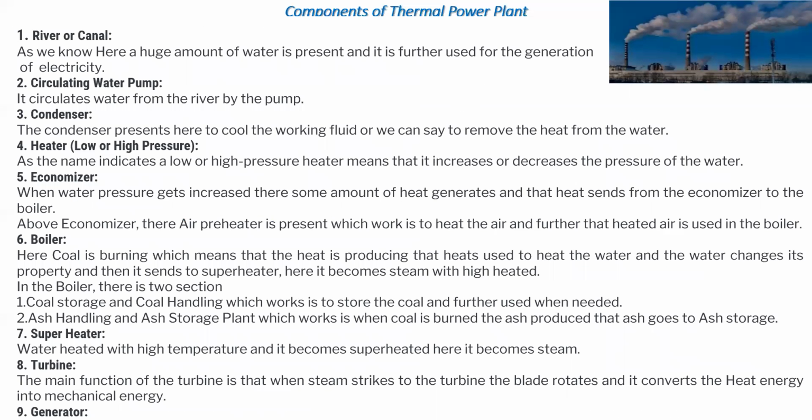Okay, this is not needed actually, but components you can explain. So boiler. Now what is the boiler? Here coal is burning, which means that heat is being produced. That heat is used to heat the water, and the water changes its state and goes to the separator. Here it becomes steam with high heat.